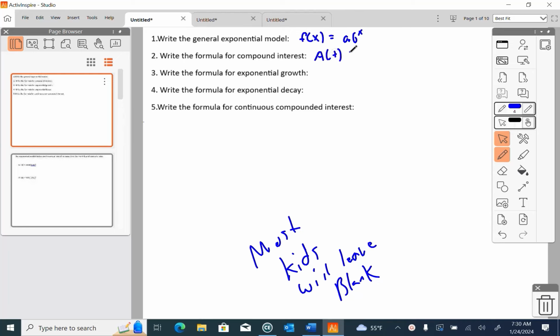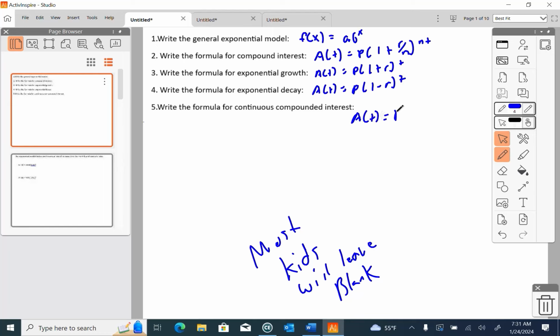The formula for exponential growth, the amount after time passes, is the principal times 1 plus the rate of growth raised to the t. Exponential decay, the amount after time passes, is the principal times 1 minus r to the t. Continuously compounded interest is the one that most kids have good luck remembering, is simply PERT. The principal times e raised to the rt. Ta-da!